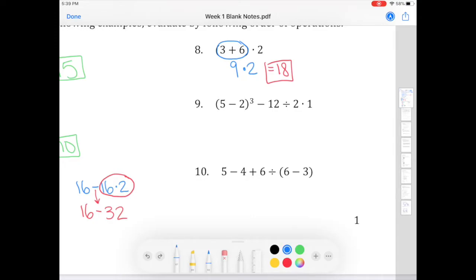All right, next one I think has every operation, if not close. Yep, there's no adding, but everything else it's got. So I'm going to start with P, which is parentheses. So inside of the parentheses is 5 minus 2. I start by doing that. 5 minus 2 is 3, and then everything else comes down.